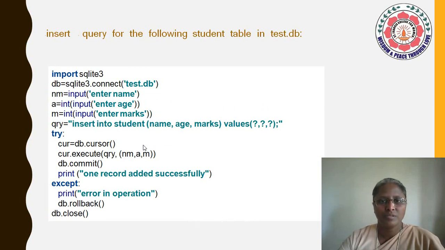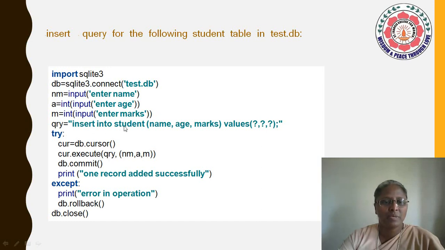Insert query for the student table in the test database. Import sqlite3, db equals sqlite3.connect test database, and then nm equals input enter name, a equals int of input enter age, m equals int of input enter marks. Query: insert into student table name, age and marks, which we have read here, and values. So try cursor equals database.cursor, execute query.